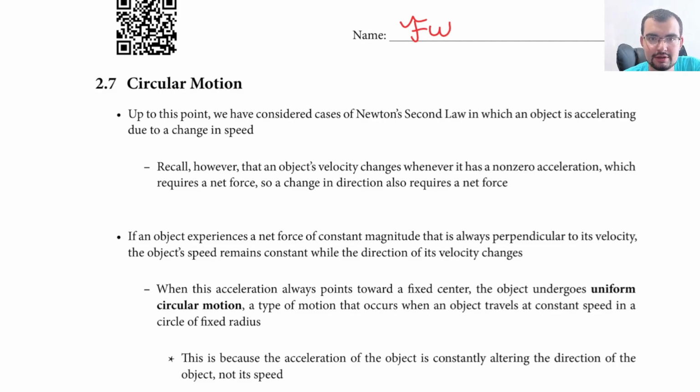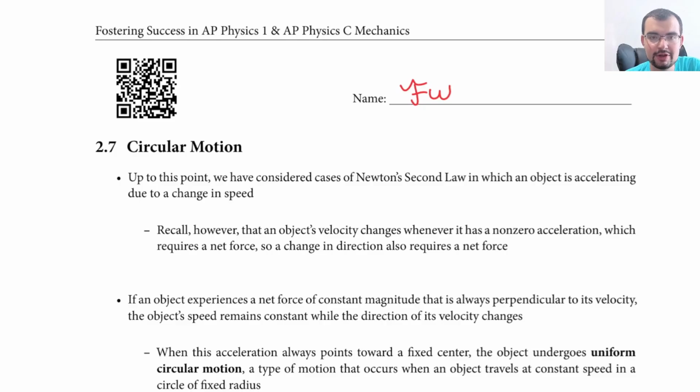All right. Now we're going to move on to the case of Newton's second law that involves the direction of an object's velocity changing. So remember that Newton's first law states that if the forces on an object are balanced, then the object moves at constant velocity. So again, that's not speed, that's velocity. So for an object to move at constant speed and direction, there must be no net force.